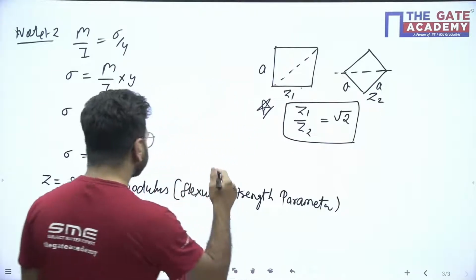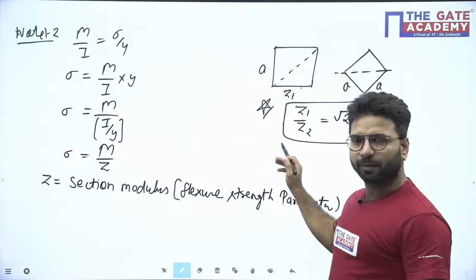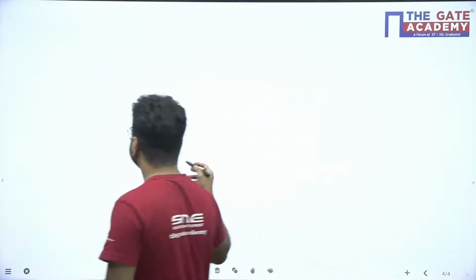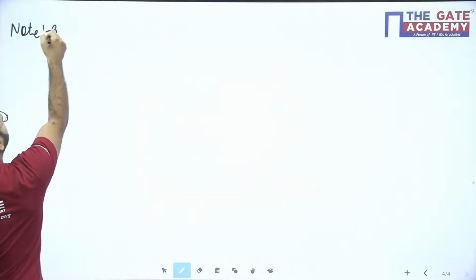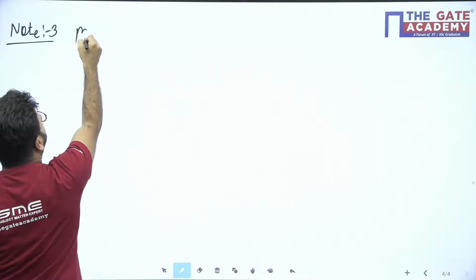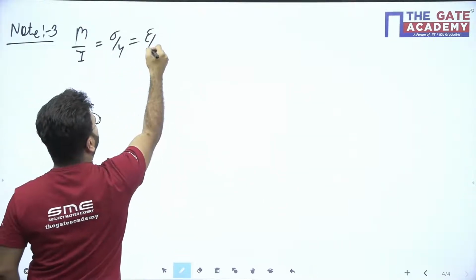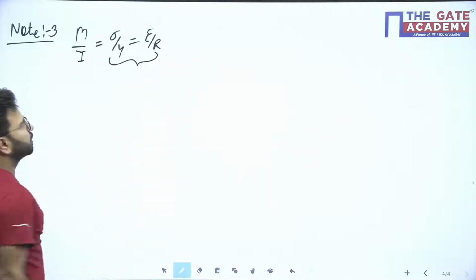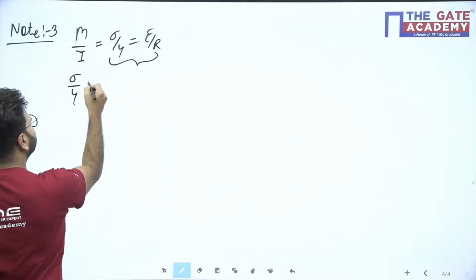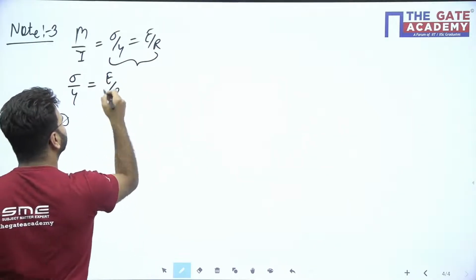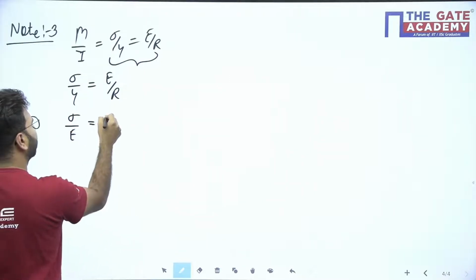So this is the other point. This is our flexure strength parameter, beta. Note 3. What is note 3? Again, you know M upon I is equal to sigma upon y is equal to E upon R. Now I am taking these two terms. So sigma upon y is equal to E upon R. So can I say here sigma upon E is equal to y upon R?